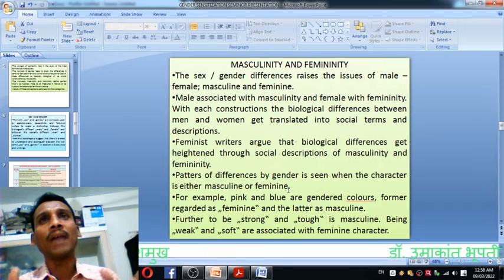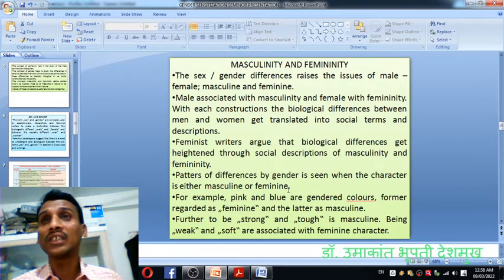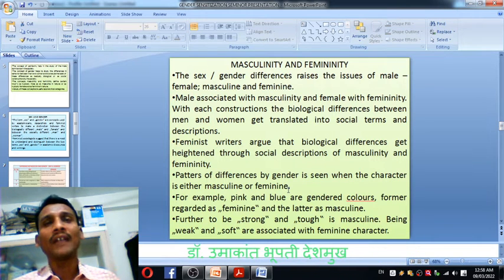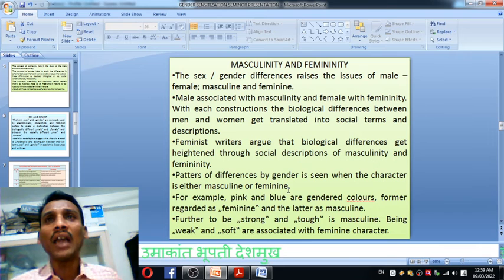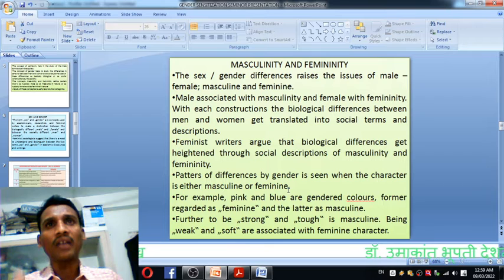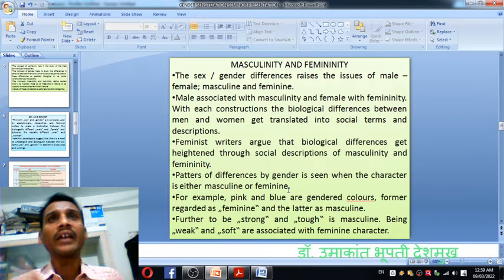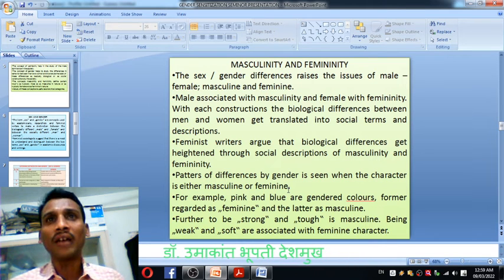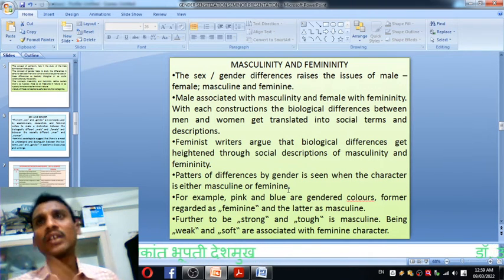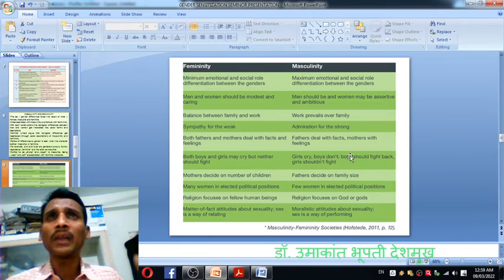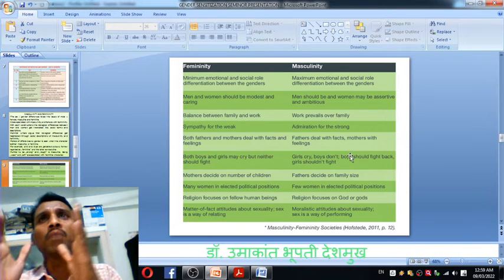The patterns of differences by gender are seen when a character is either masculine or feminine. For example, here you see pink and blue, gendered colors, the former regarded as feminine and the latter as masculine. So pink is regarded as the feminine color and blue as the masculine color. Further, to be strong and tough is a masculine character, while being weak and soft is associated with the feminine character. Then, what are the basic differences between femininity and masculinity?